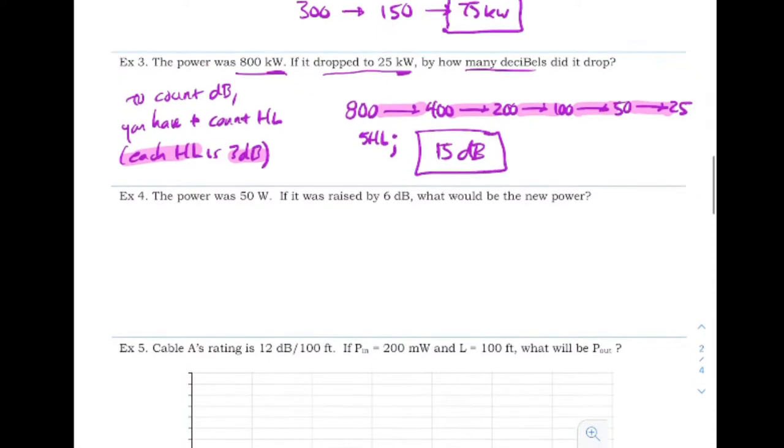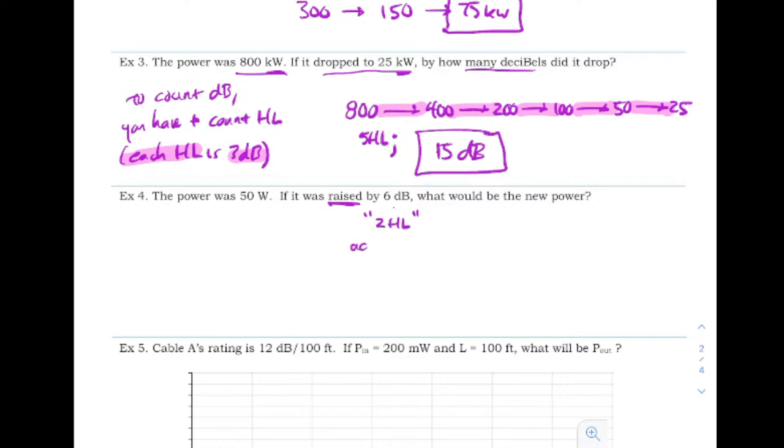Example 4, the power was 50, and it was raised by 6. Ooh, watch out for the words, right? Raised by 6. Well, again, every 3 decibels is a half-life. 6 is 3 plus 3, which means we did it twice, which means we're talking 2 half-lives. I'm saying half-life, except it was raised. It didn't drop, it actually went up. So because we raised it by 6 decibels, that makes the power go up.